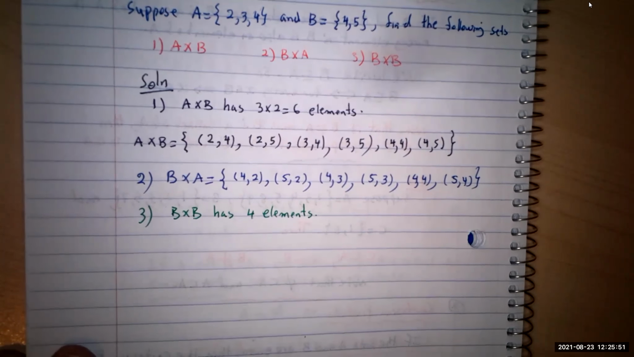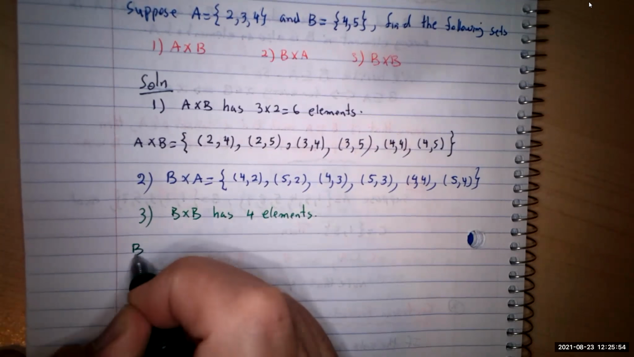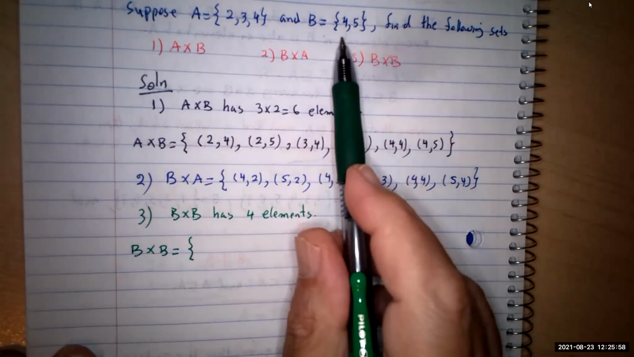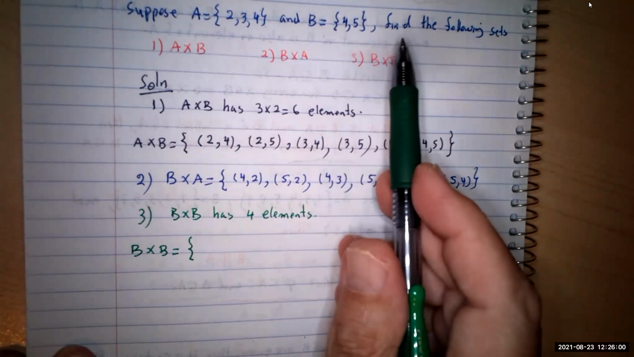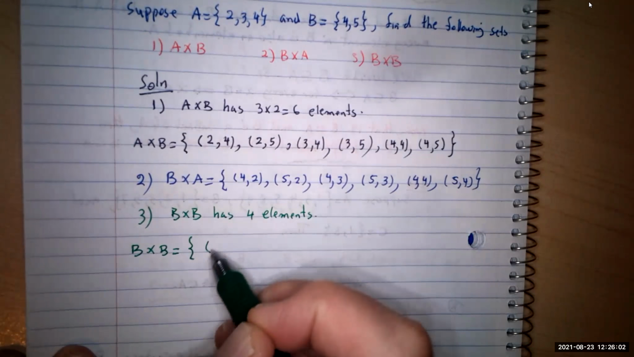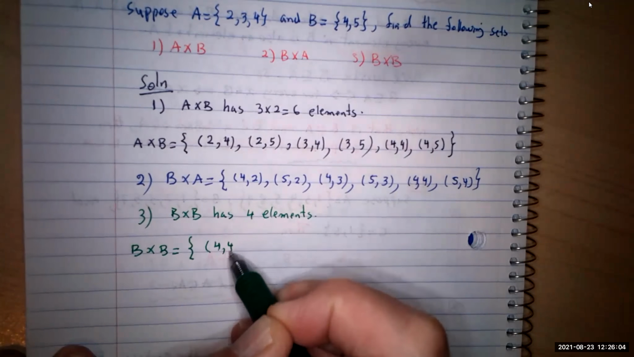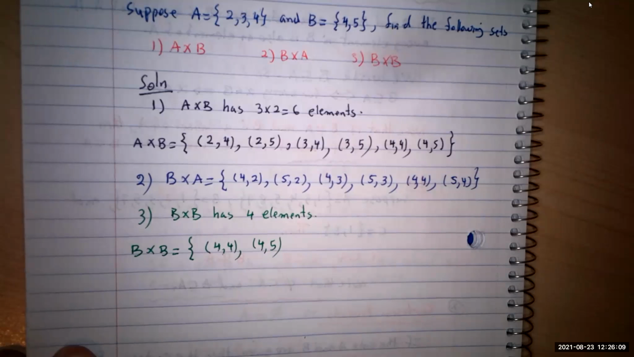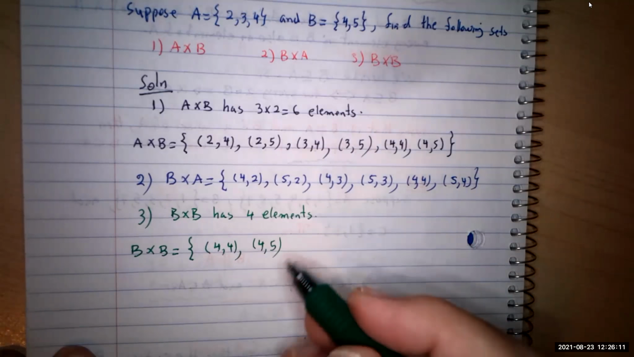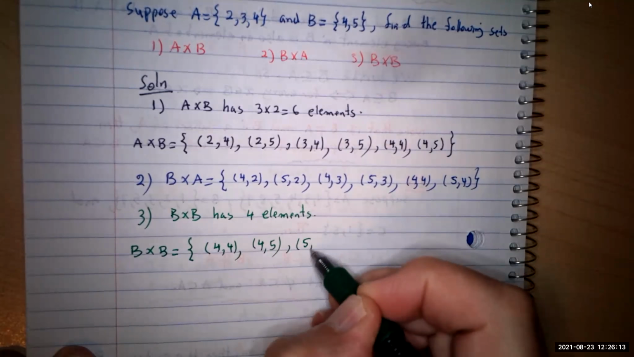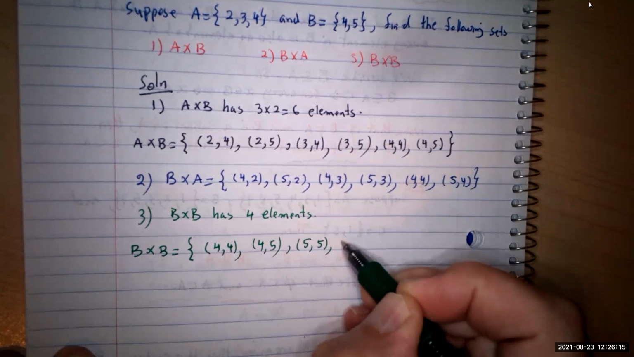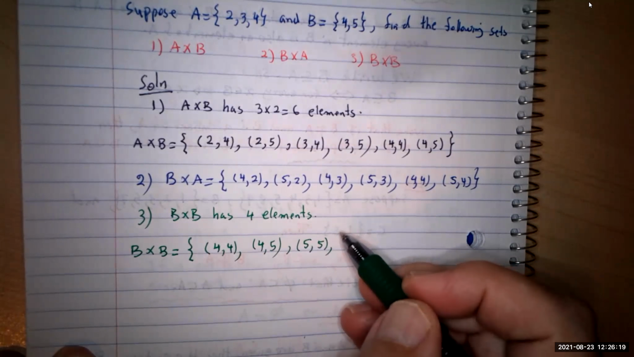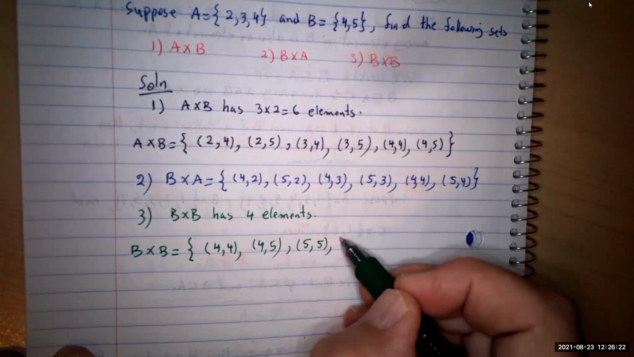Okay, so you know that you have these 4 elements. It's going to be B cross B. Again, you pick the one element, which is 4, and you match it with the 4 and the 5 again. So 4 can be matched with the 4, or can be matched with the 5. Then we get the second element, which is 5. So we can have 5, 5, or we can have 5, 4. It doesn't matter. So 5, 5 and 5, 4.